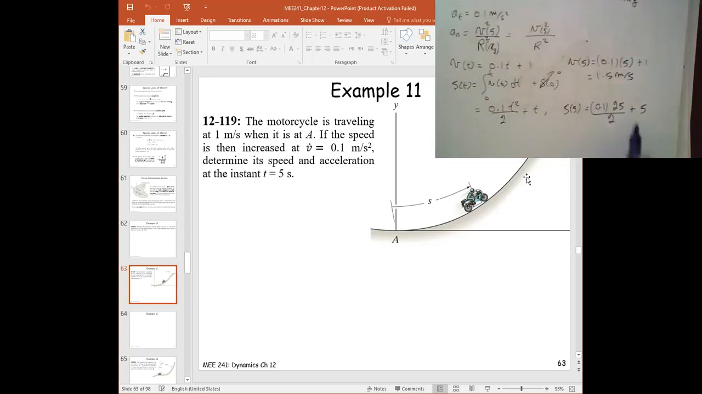Okay, so it's all good. So 25 over 2 is 12.5, right? 12.5 times 0.5 is how much? 1.25. Dr. Honey, S represents what? Yes.